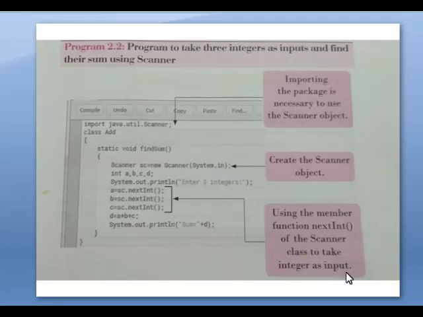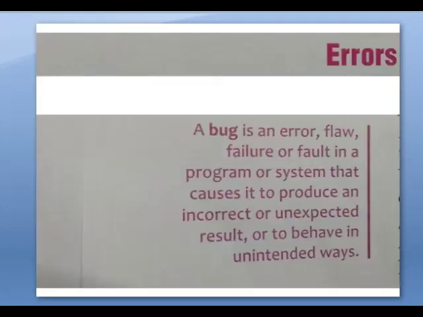Then here we are going to display the output by using the statement System.out.println(), then close all the curly braces. Okay students, this is the program. By using the scanner class we are going to find the sum of 3 unknown integers. Now we are going to see the commonly used errors.